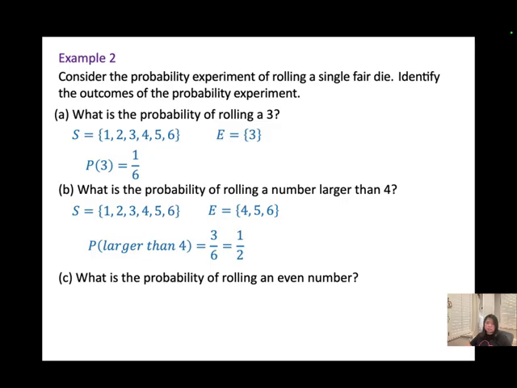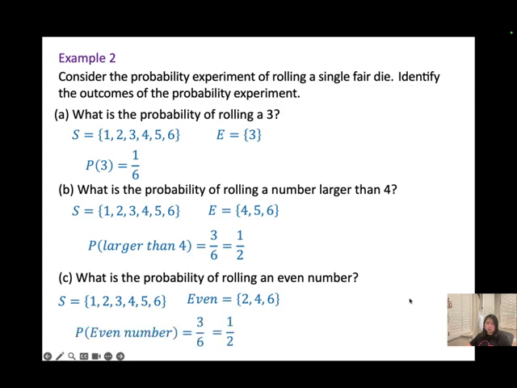What is the probability of rolling an even number? So again, write down the sample space. Even number, that will be 2, 4, and 6. So probability of even number will be 3 over 6, which is going to be 1/2 again.